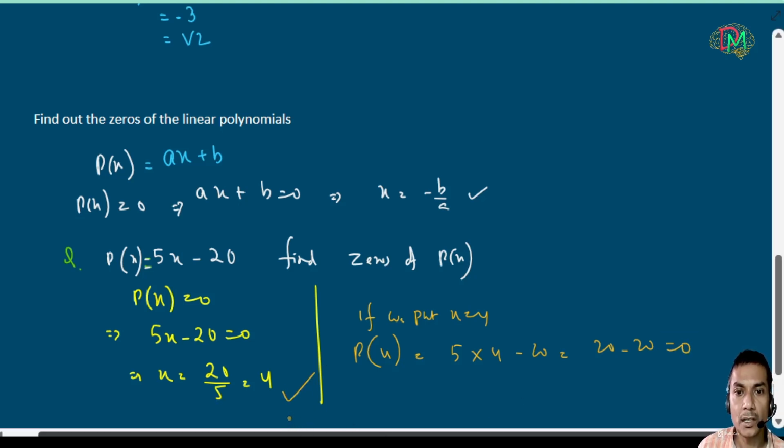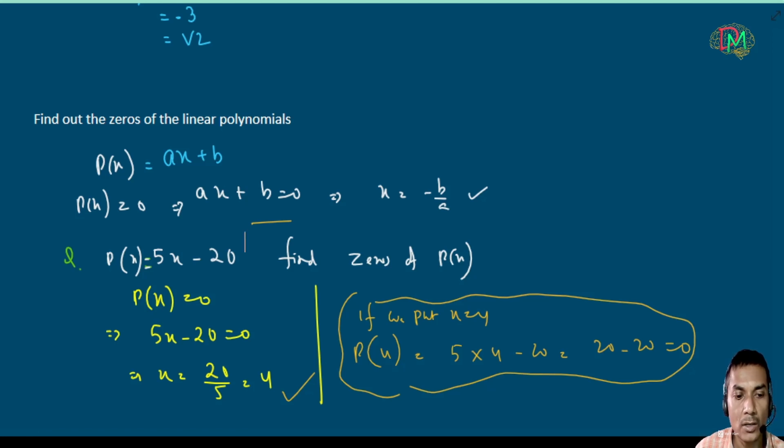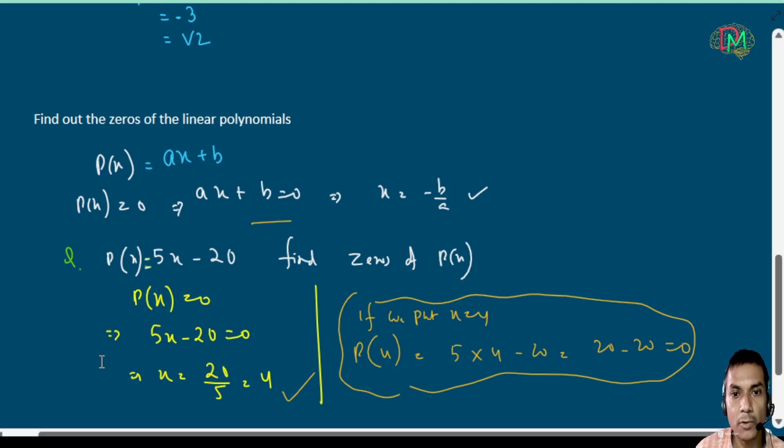Clear? This is not part of the answer actually. The left side is the only part of the answer. I just verified it for your understanding, to show why x is equal to 4 makes p(x) equal to 0. This way you can find the zeros of linear polynomials. Clear?